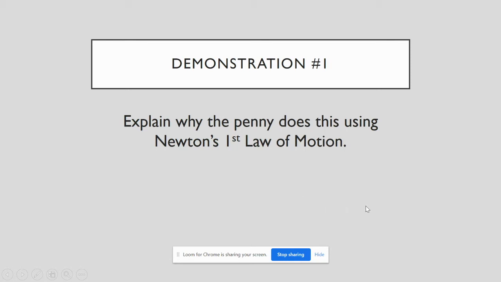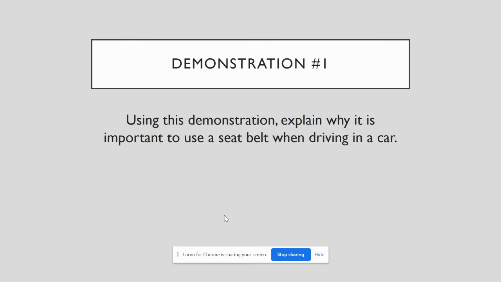Then the car hits the book. There's a big outside force acting on the car, so the car stops. But the penny's an object in motion, wants to continue to be in motion. So it does. It continues to be in motion and flies off the top of the car. So the penny was an object in motion, so it stayed in motion. Okay, it flew off the top of the car. Using this demonstration, explain why it is important to use a seatbelt when driving in a car.